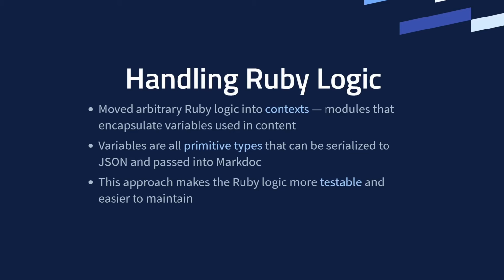And this creates a really clean and well-defined interface between Markdoc and our backend Ruby logic, because we're just passing in these objects that have these primitive type variables. So it also makes our custom Ruby logic a lot more testable. Each page of the documentation can declare in the YAML front matter what context it wants to consume. So when the page renders, we execute all of the context that it needs, and then we take the variables and we pass them into the Markdoc renderer.